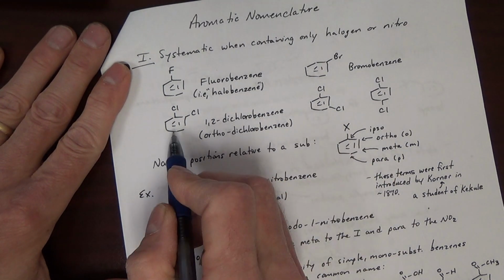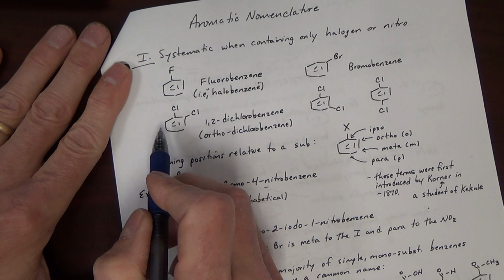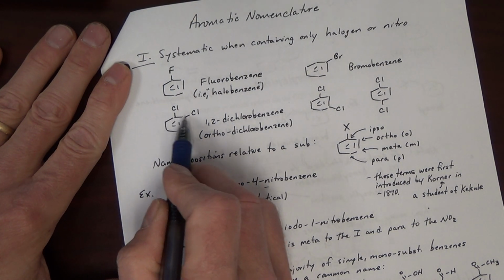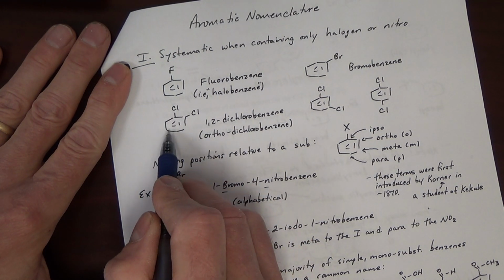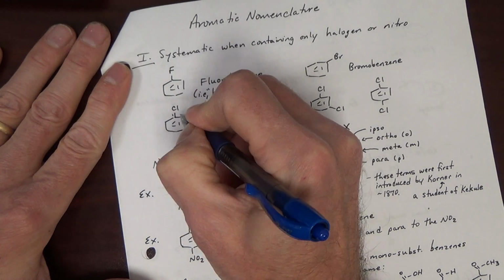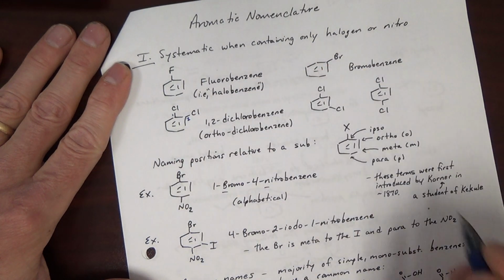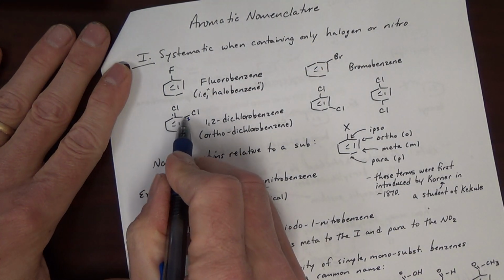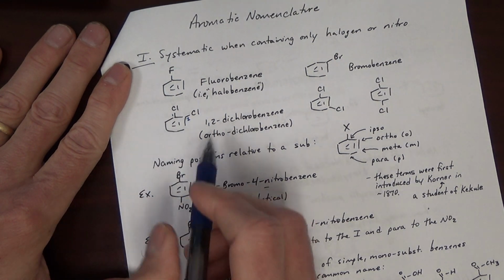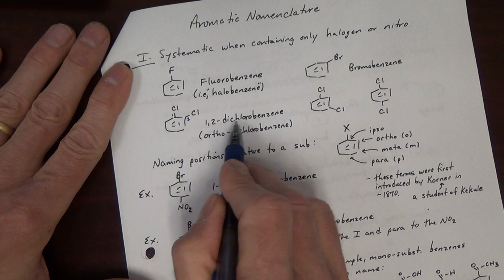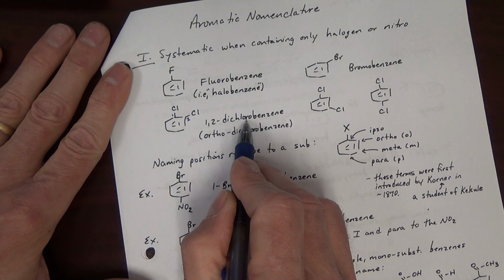Now if we have two halogens, we now have the potential for isomers. In this example, we have two chlorines. The chlorines can be in a 1-2 relationship. That is, if this is 1, then the next chlorine would be at the 2 position. And I could have done this the other way. I could have called that 1 and that 2. It doesn't matter. And so we can call this 1,2-dichlorobenzene, with the 1,2 being where the two chlorines are positioned.